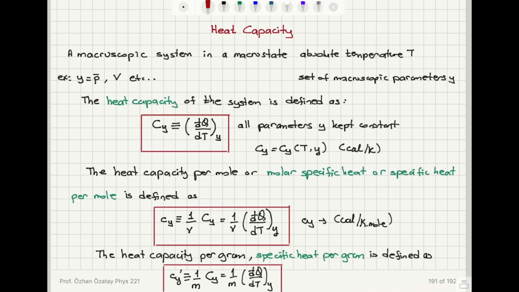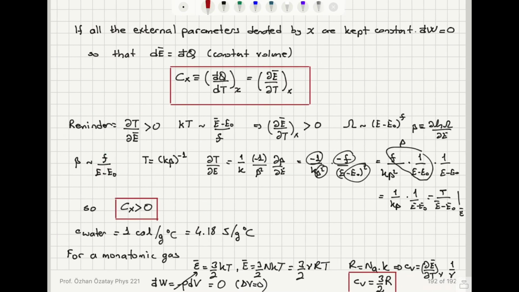So let's recap what we said. We have a macroscopic system in a macrostate at absolute temperature T. It has a set of macroscopic parameters Y. This could be mean pressure or volume. The heat capacity is defined as the amount of heat it will absorb per temperature change, given that all parameters are kept constant. And the heat capacity per mole is the molar specific heat, or specific heat per gram is specific heat per gram.